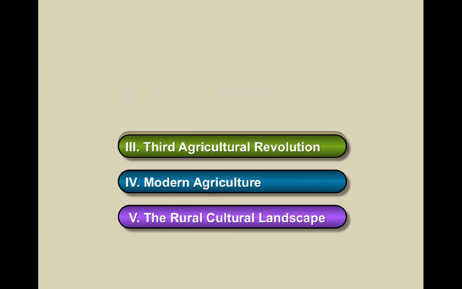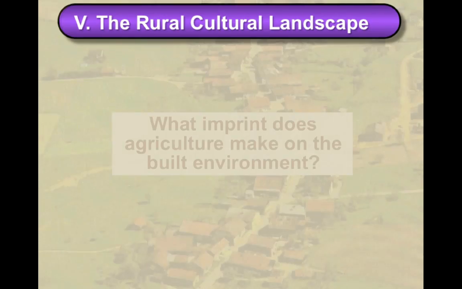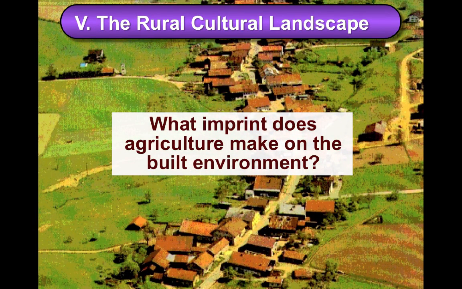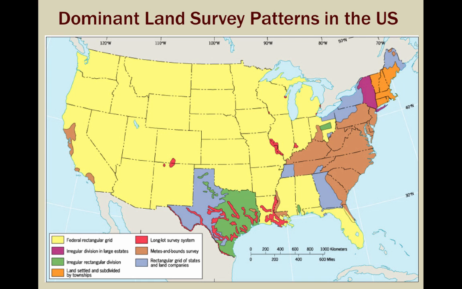In this video, we're going to investigate the rural cultural landscape and look at this essential question: what imprint does agriculture make on the built environment? To begin, we'll take a look at some of the dominant land survey patterns in the United States.